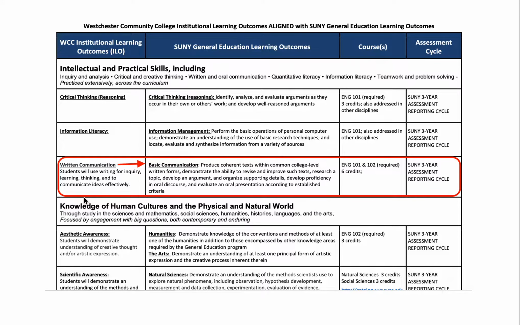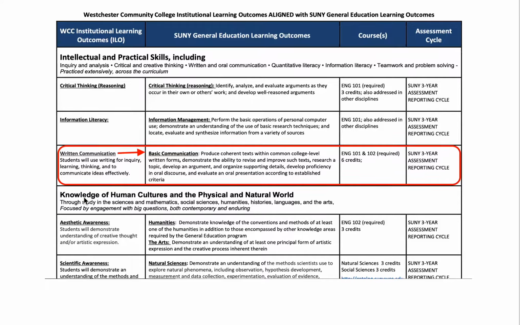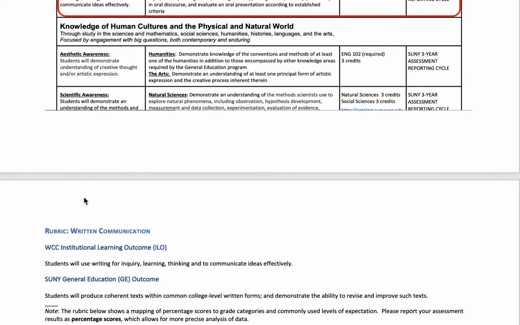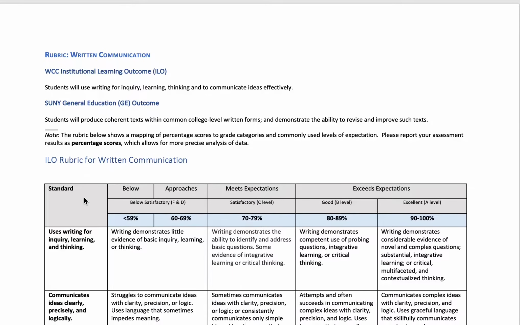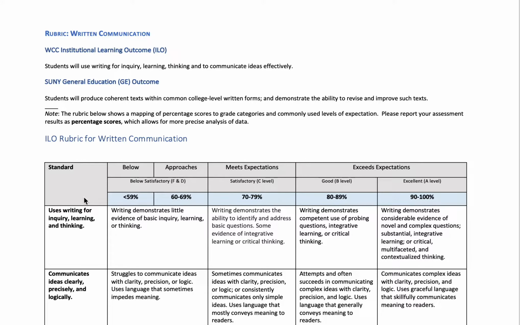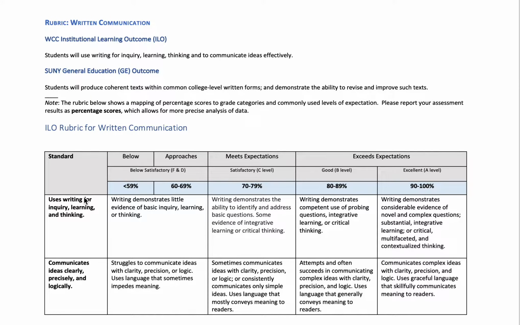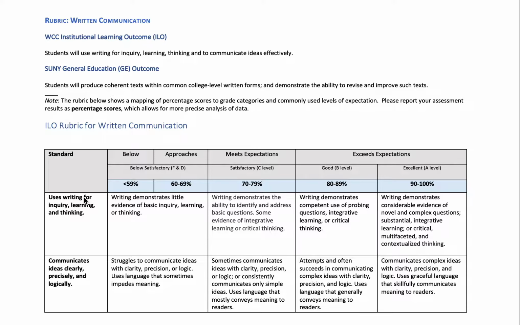Now we're going to talk about how you can use assessments in your own course to help us measure how well we're reaching those goals. So, our committee, along with much help from English department members and others, have gotten together and created this rubric used for written communication. This aligns with WCC's institutional learning outcome. In fact, the standards in this rubric come directly from that ILO.